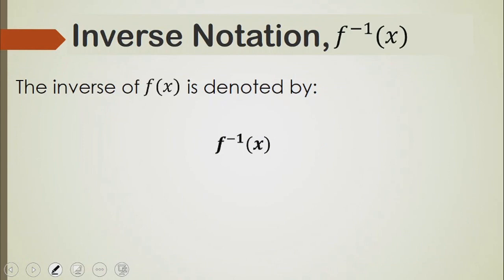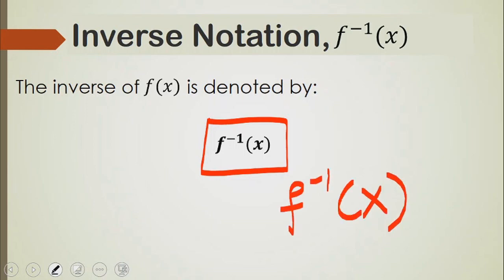The inverse notation is denoted by f to the power of negative 1 of x. Normally, we don't say it like that. If I just say the inverse of a function f of x, I will just write it as f to the power of negative 1 of x, and when you are reading this, you just say the inverse of f of x.